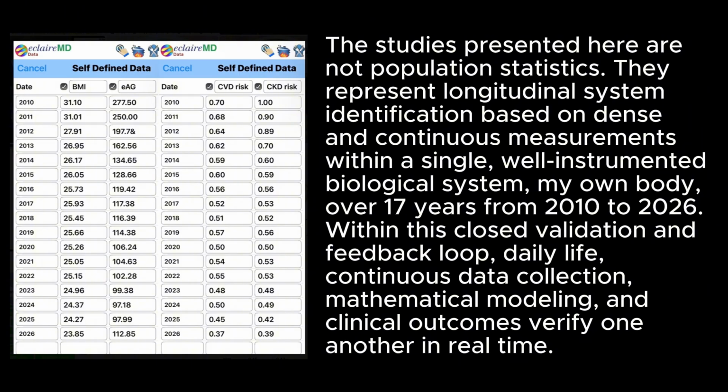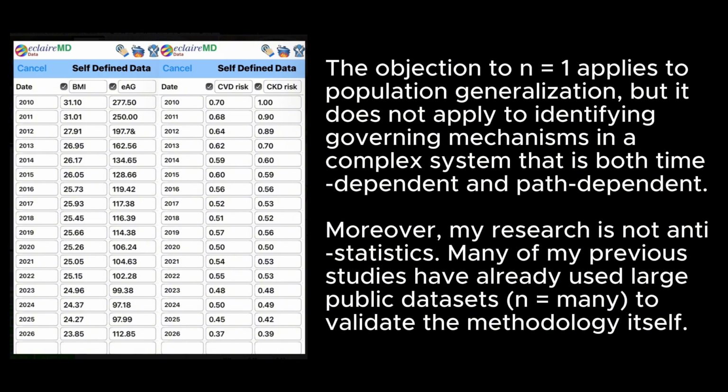The studies presented here are not population statistics. They represent longitudinal system identification based on dense and continuous measurements within a single, well-instrumented biologic system, my own body. Over 17 years from 2010 to 2026, within this closed validation and feedback loop, daily life, continuous data collection, mathematical modeling, and clinical outcomes verify one another in real time. The objection to N=1 applies to population generalization, but it does not apply to identifying governing mechanisms in a complex system that is both time-dependent and path-dependent.